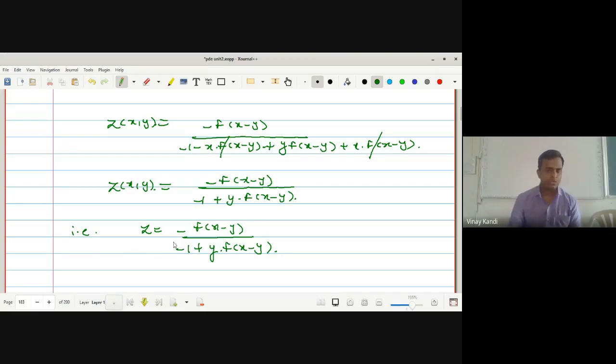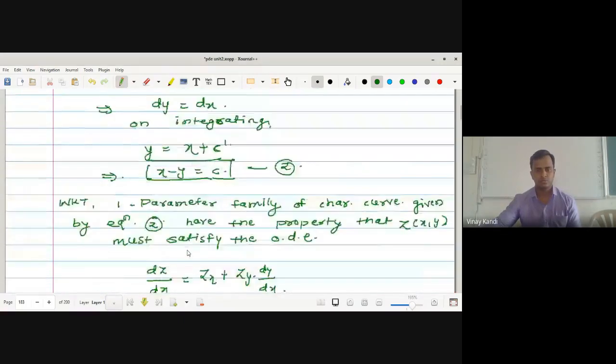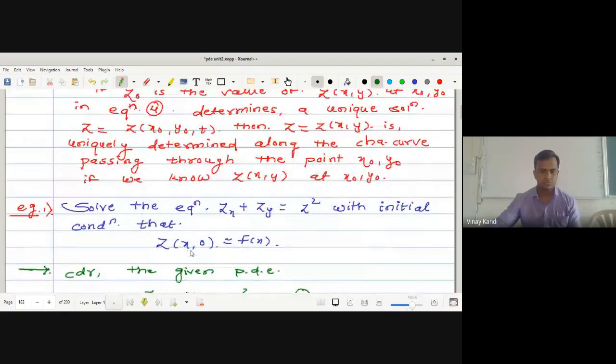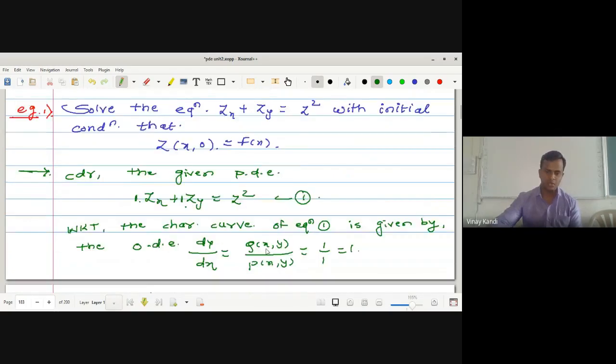Okay, पहा तू दिलेला आलेला इक्वेशन सॅटिस्फाय करतोय का? पहा zx काढा, find the value of zx, find the value of zy and put in the given partial differential equation. It satisfies the equation. Okay, which one? This one. zx plus zy is equal to z square. यायलाच पाहिजे तो. ओके, आणि इनिशियल कंडिशन सॅटिस्फाय करतोय का? पहा z of x, 0 is equal to f of x. येईल का?